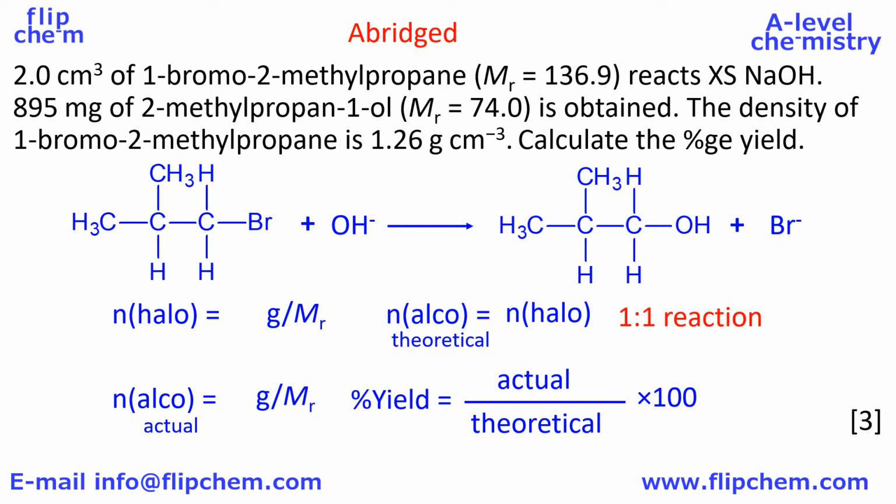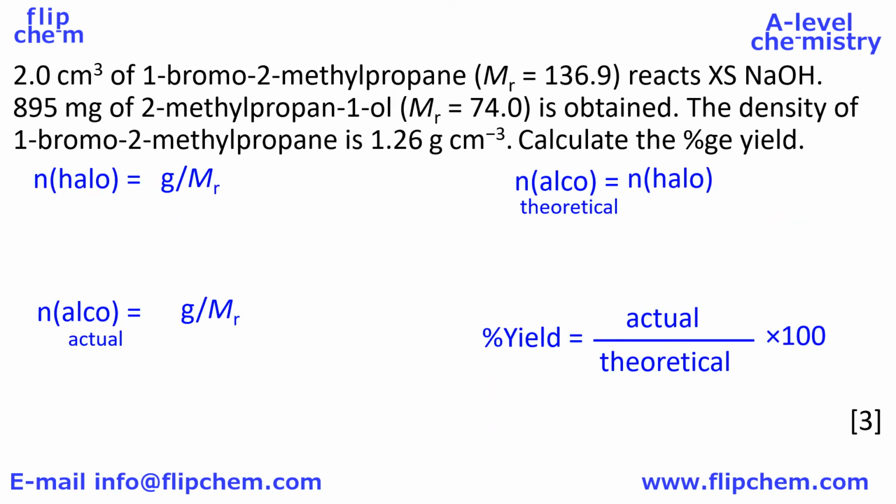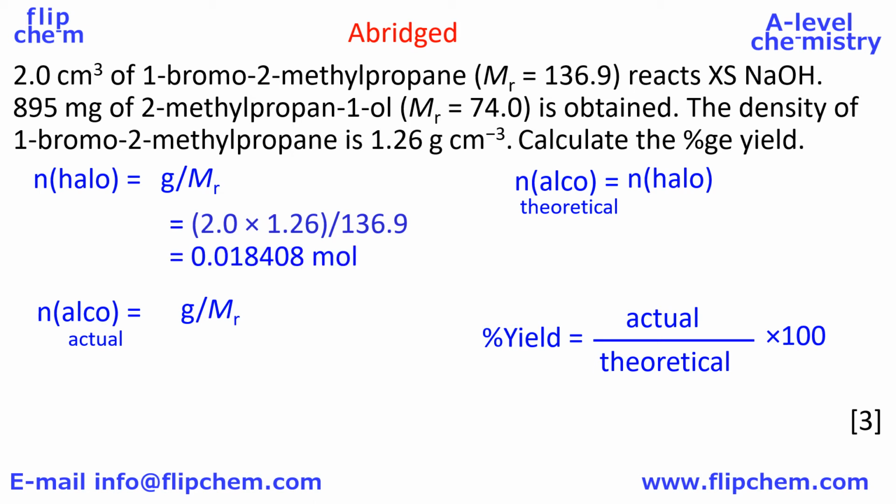We've established that it's a 1-to-1 reaction, and so on the next slide we've just got rid of that balanced equation now. So how are we going to get our masses and our molar masses? The mass of the haloalkane, well, we're given a volume and we're also given a density of the haloalkane as well. So we can get to the mass by the volume multiplied by the density. So that's that 2.0 multiplied by 1.26. The molar mass was given to us in the question. That works out at 0.018408. Now I've included 5 significant figures there.